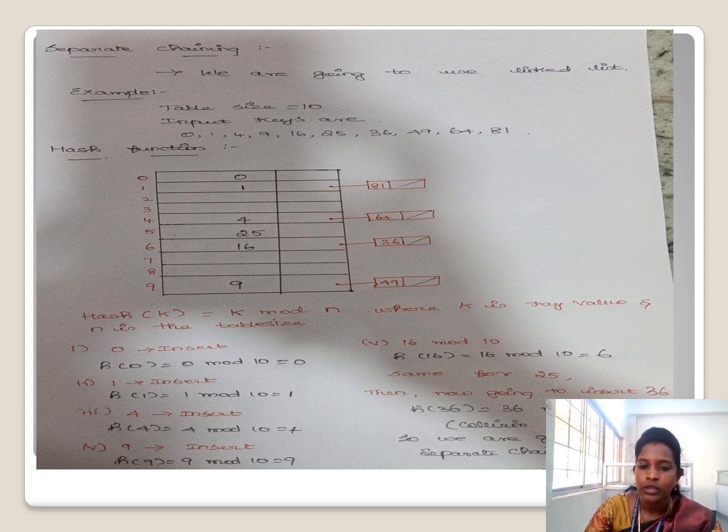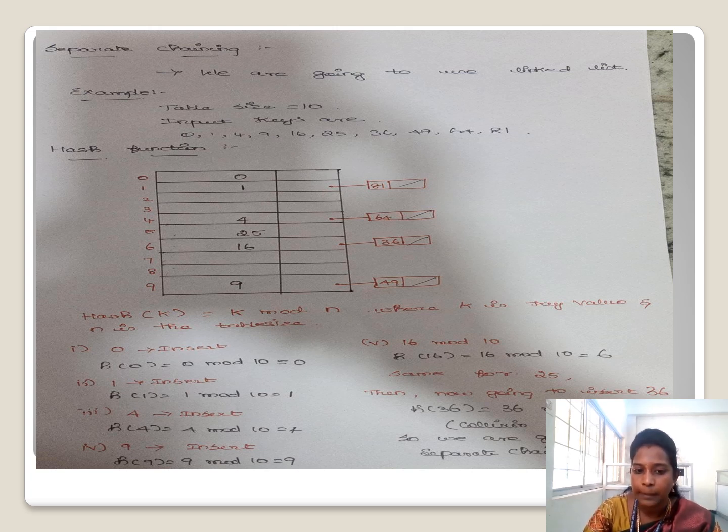Next we are going to insert 36. While inserting 36, the index value again becomes 6. In index 6 the data 16 is already stored, so this particular situation is called a collision. Now you understand what a collision is: whenever data is already stored in an index and another data has to be stored in the same index, that situation is called a collision. In order to resolve this collision I am using the separate chaining method.